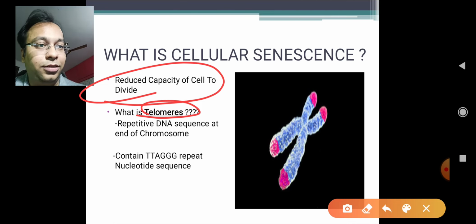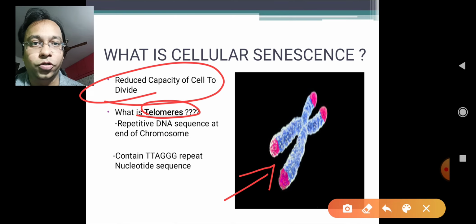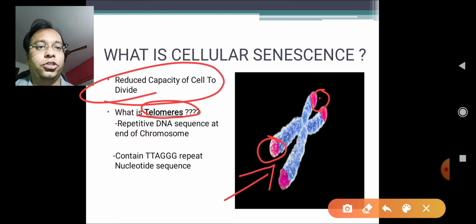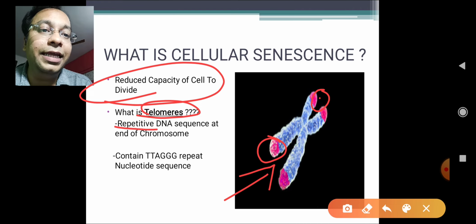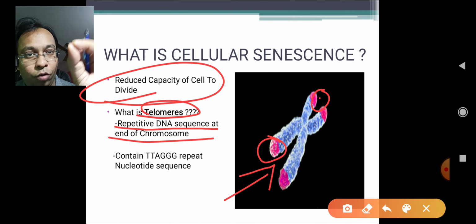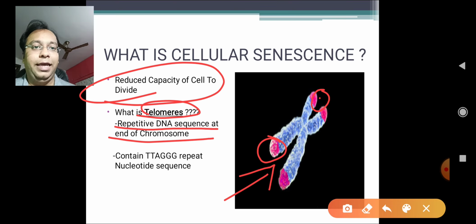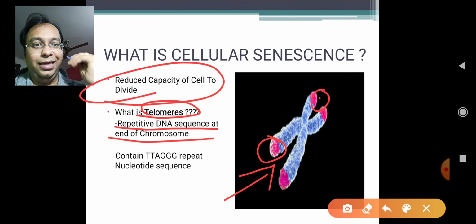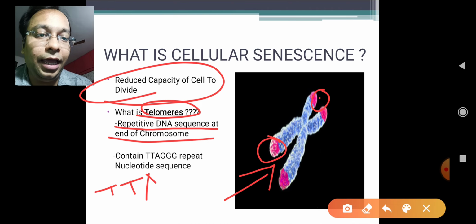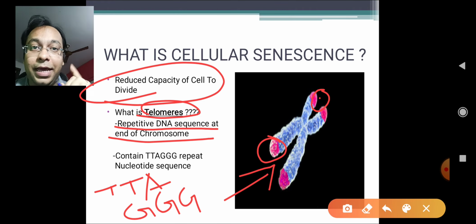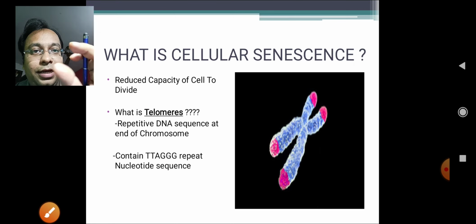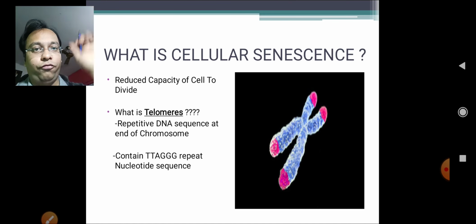So see guys, this is the chromosome, the stained chromosome. Just see the pink structure here. Can you see this pink structure? This pink structure is a repetitive DNA sequence at the end of the chromosome. This telomere is present at the end of the chromosome, and it is a DNA sequence, nothing else. It's a short DNA sequence made up of nucleotides, and the nucleotide sequence is TTAGGG. Remember, it can be asked in the MCQ. This is the nucleotide sequence in the telomere. So telomere is the short DNA sequence at the end of the chromosome, right?